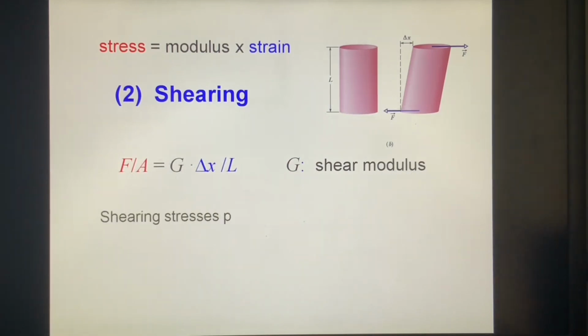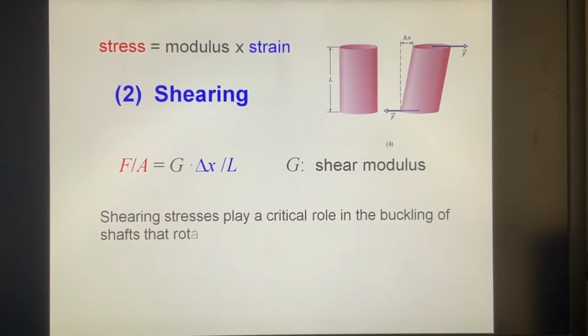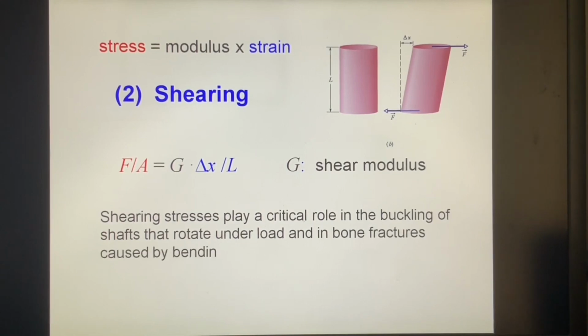Shearing stresses play a critical role in the buckling of shafts that rotate on the rod and in the bone fractures caused by bending.